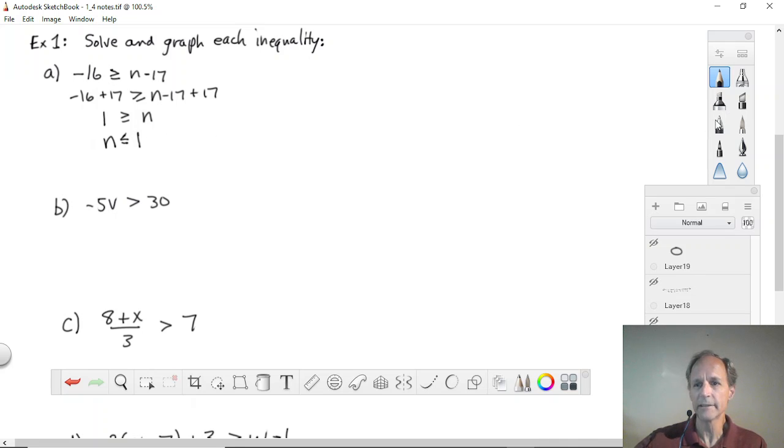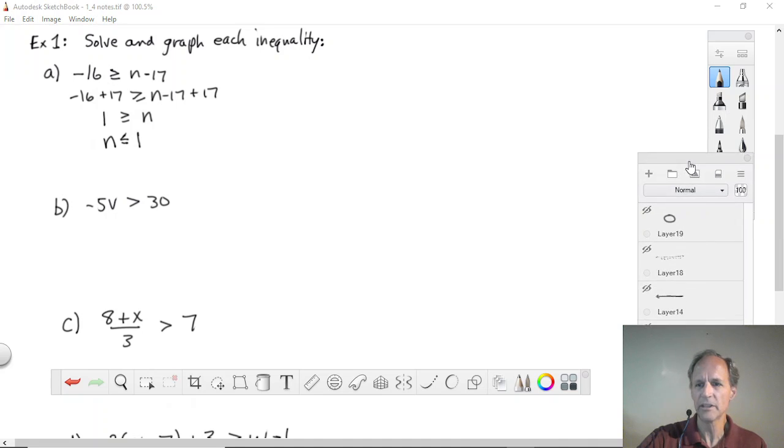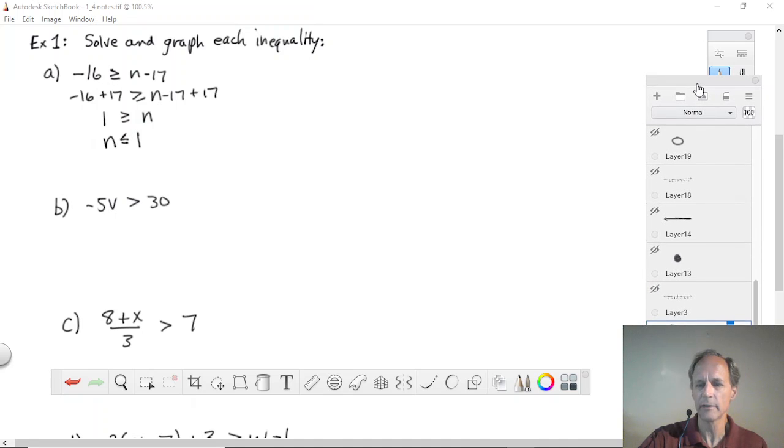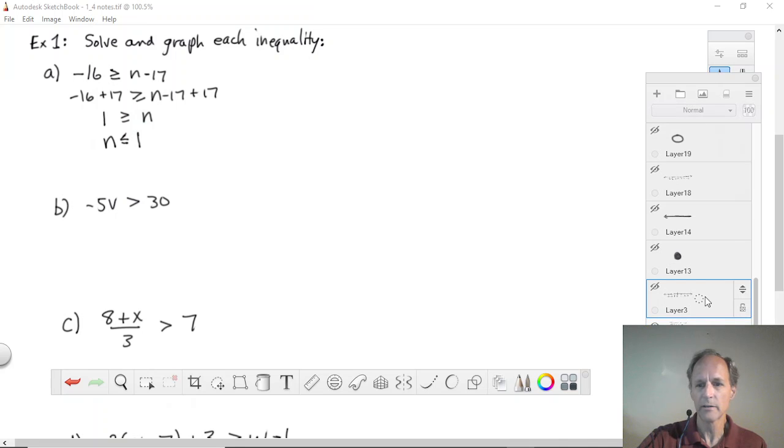So let's graph it. So I'm going to bring up a number line. We just color in the number line. We color in the parts of the number line corresponding to the values that make it true. So here's our number line. And we'll color in a dot for the, got the number line gone. Sorry about that. Put in a dot for the 1.